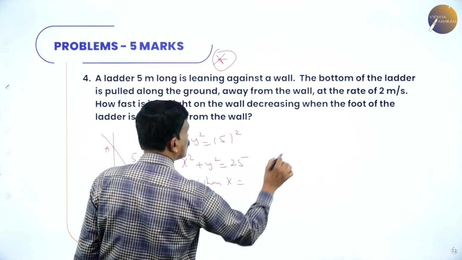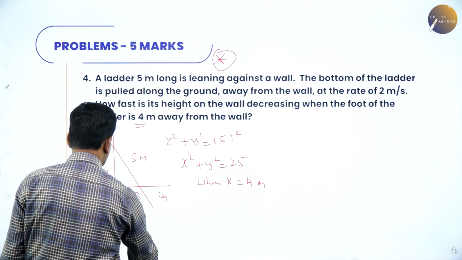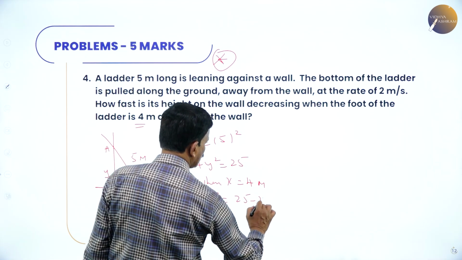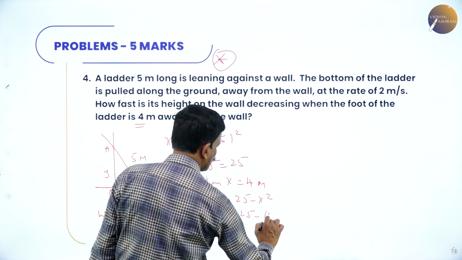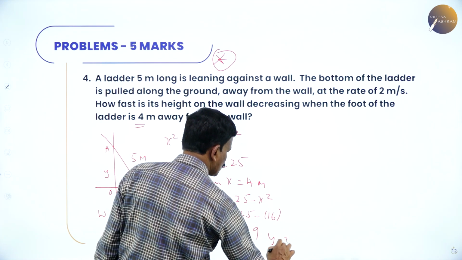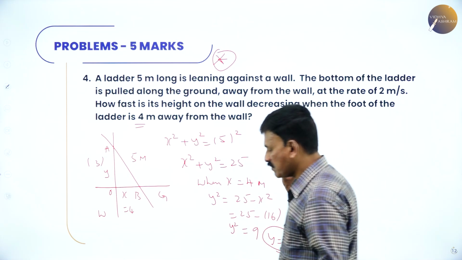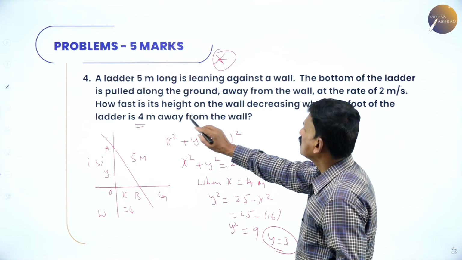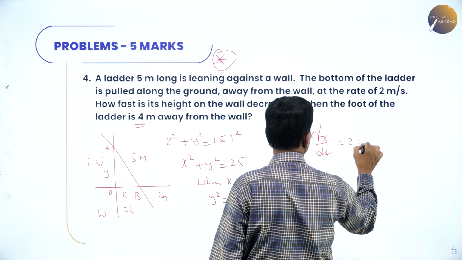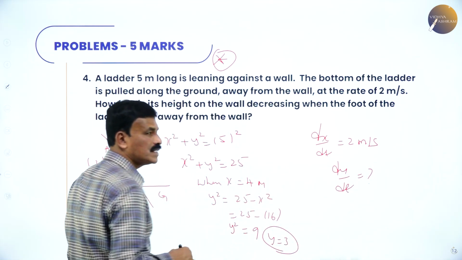Given when x is equal to 4 meters, take it as 4, substitute the value, find out y square is equal to 25 minus x square. 25 minus 4 square is 16, that's equal to 9. y square is equal to 9, y is equal to 3, you will get y is equal to 3, right. Just from this equation, what is given? Given that it is pulled away at the rate of 2, so dx by dt is given as 2 meters per second. What is required to find is dy by dt, that's all. So dy by dt is to be determined.